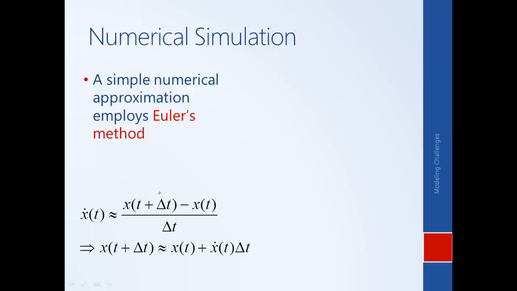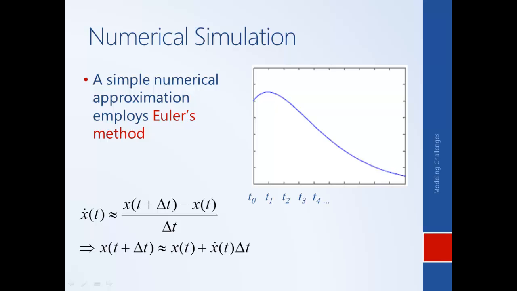So if I solve this equation for x of t plus delta t, I just multiply the delta t to the left-hand side. I get x dot of t times delta t, and then I add x of t to the other side, and I get this approximation. And we can use this to solve differential equations.